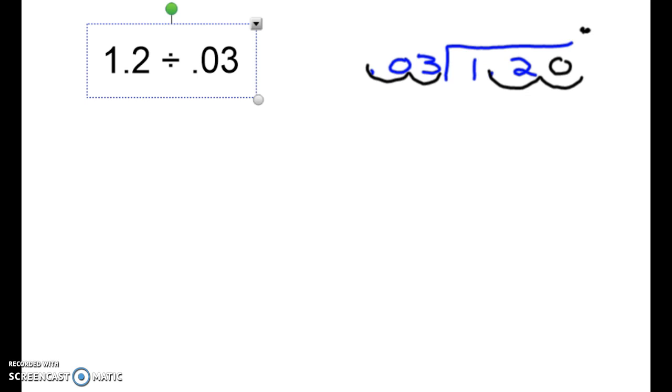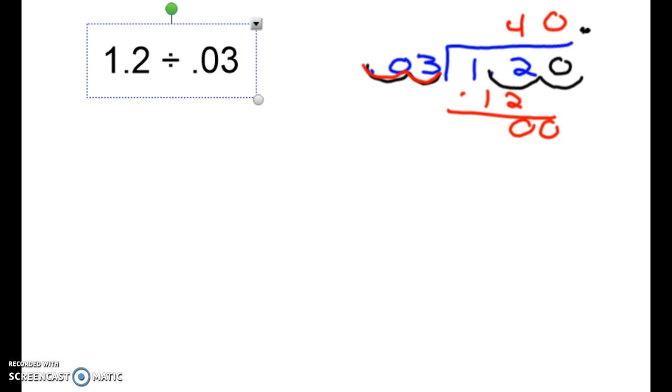So now on the outside, instead of that being 0.03, it's just a regular 3. So 3 can't go into 1, but 3 can go into 12 4 times. That's exactly 12. So you subtract, you get 0, okay? And then you bring down another 0, and then I got to put my 0 up there, so my answer would be 40, okay? So whenever you move your decimal on the outside, the number on the outside should now be a whole number, okay?